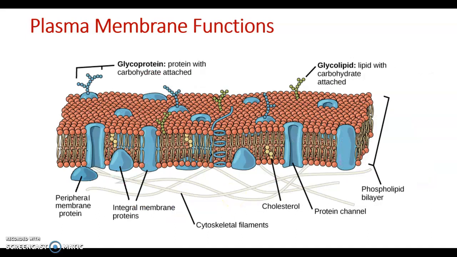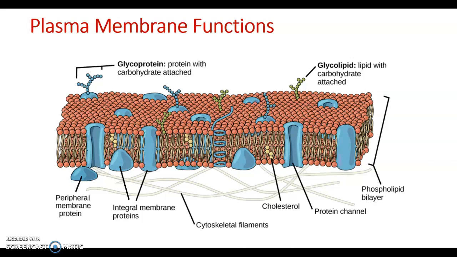So what are the functions of the plasma membrane? First, we've seen that it helps keep its structure. This is what surrounds the entire cell. It's going to help keep the extracellular fluid outside and the cytoplasm inside, and regulate the movement of substances into and out of the cell.